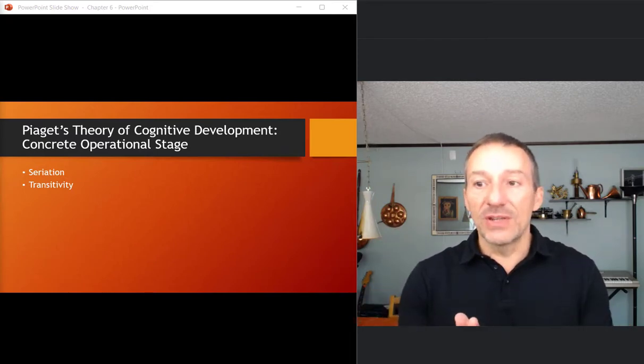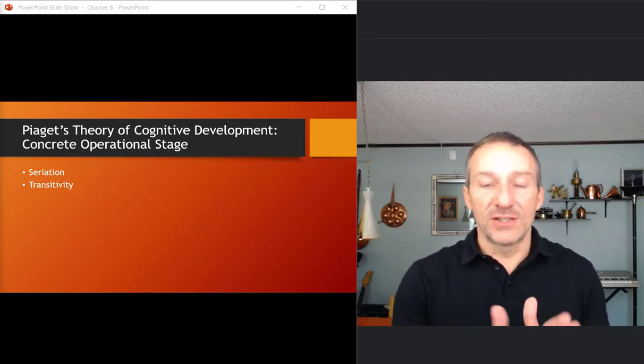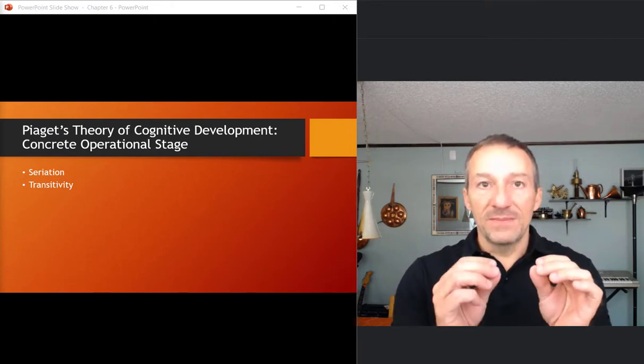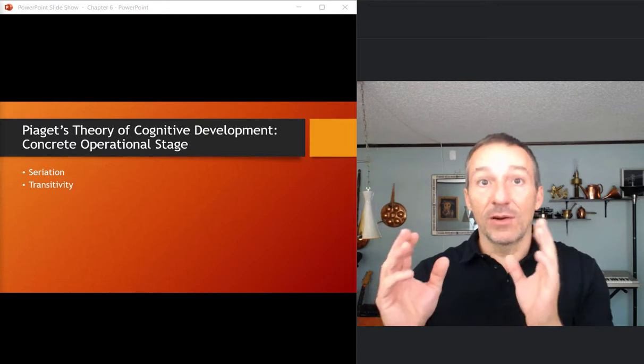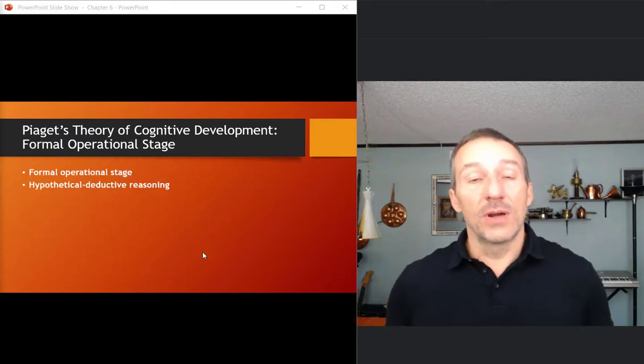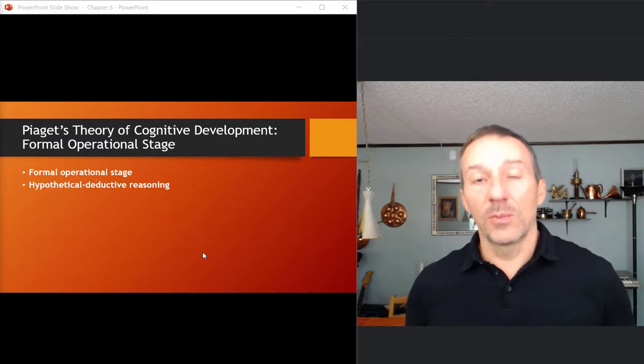Concrete operational children can do this; pre-operational children cannot. Just to repeat that, transitivity: if A is longer than B and B is longer than C, they are able to understand that A is going to be longer than C. All right, that's concrete operational thought. Next, we will get into formal operational thought.